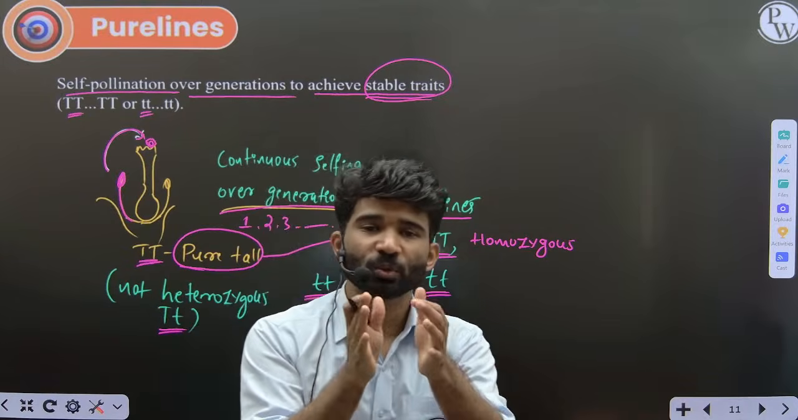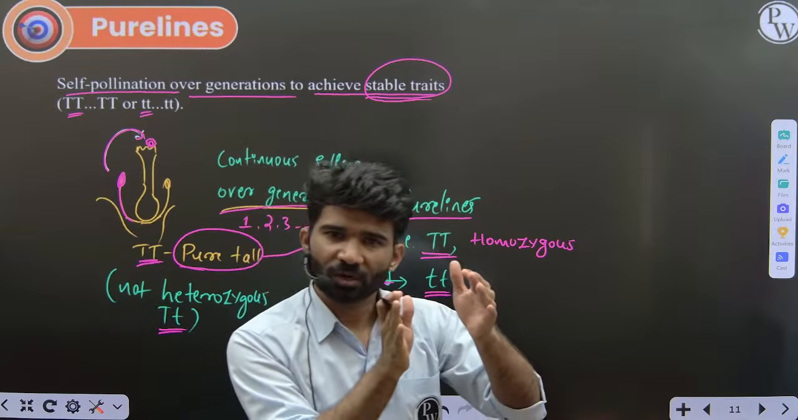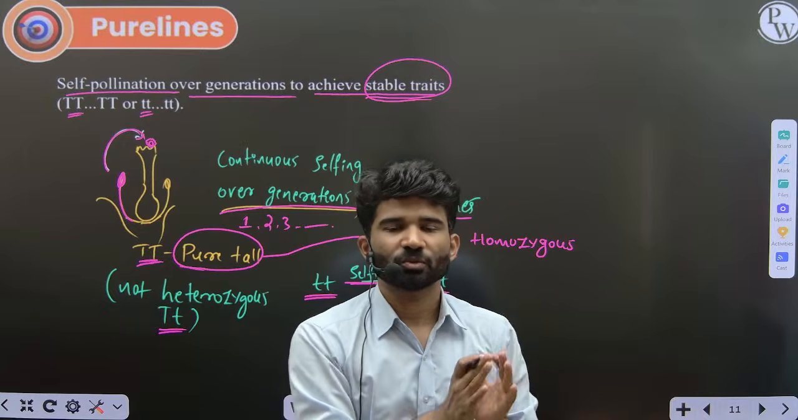He got pure lines for all those 14 traits, that is, 7 characters with 14 traits.